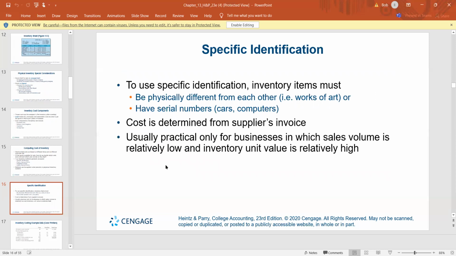There's a method called specific identification, and this one is super easy in that the inventory items must be physically different, have serial numbers, cost, you've got the cost on the invoice. Usually practical only for businesses in which sales volume is relatively low and the unit value is high. Specific identification means that the units you sold can be identified to the ones you bought in May, the ones you bought in June, the ones you might have bought back in January. It matches the physical flow of the inventory.